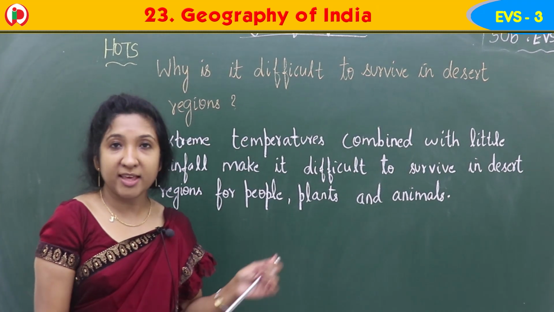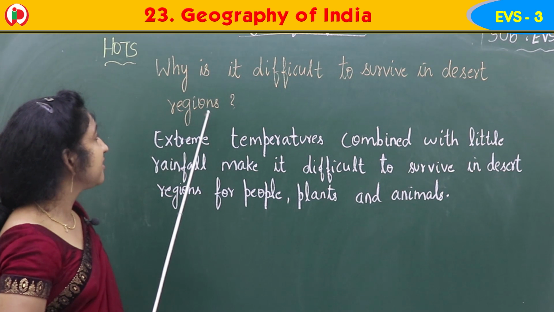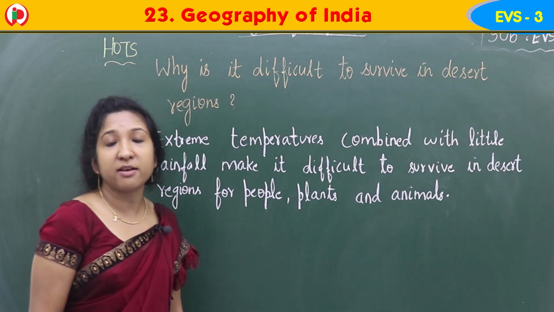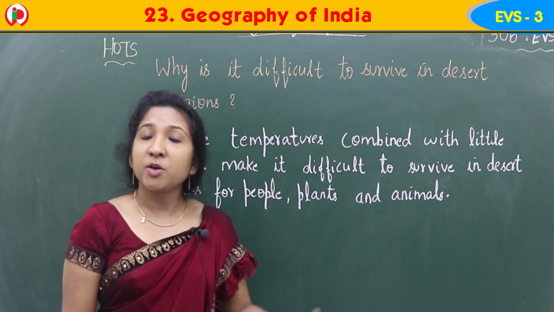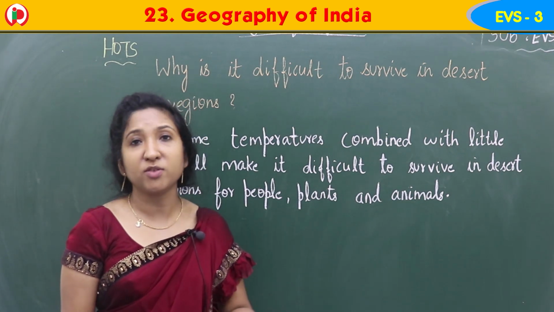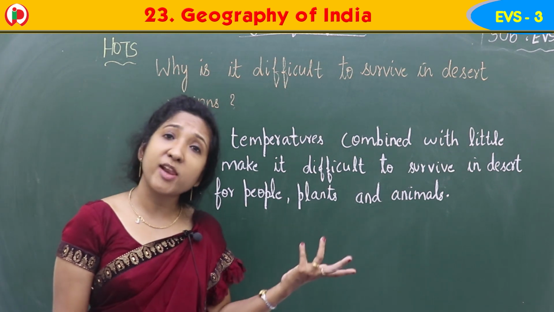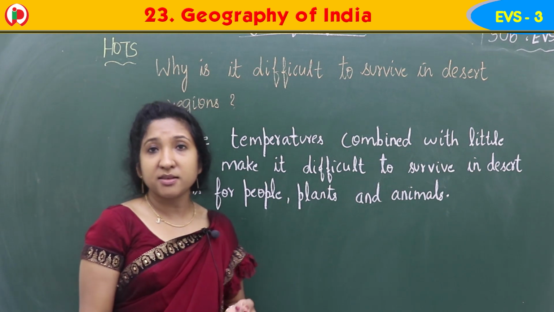Coming to the next section, why is it difficult to survive in desert regions? It is difficult to survive in desert regions. Nobody can live there, isn't it? Why? Because there is no rainfall, less availability of water. No rainfall, no water. So, no plants, no animals, people cannot survive there. Hot and dry land it is, isn't it?